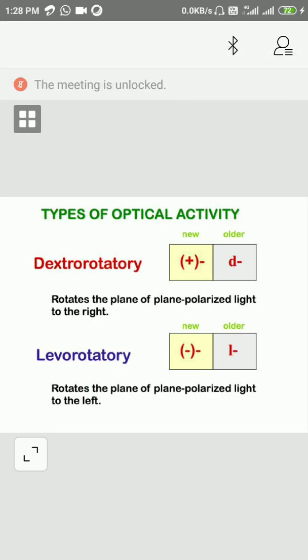A small d, the old convention, rotates the plane polarized light to the right. In the same way, levorotatory is minus, with a small l. Okay?